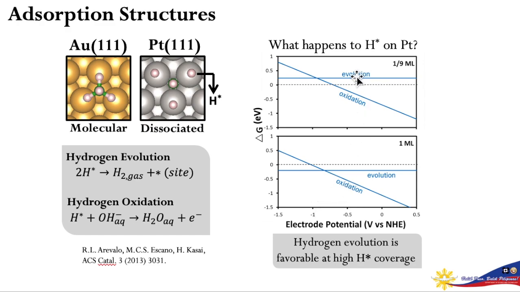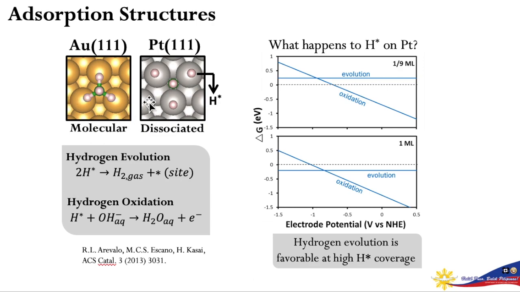Interestingly, for the case of the hydrogen evolution reaction, for a small coverage of hydrogen atoms on the surface, the hydrogen evolution reaction has a free energy change greater than 0, or positive, which means that it is an endothermic process. While for a high coverage of hydrogen atoms on the surface, the hydrogen evolution reaction becomes exothermic. So we say that hydrogen evolution is favorable at high coverage of hydrogen atoms.